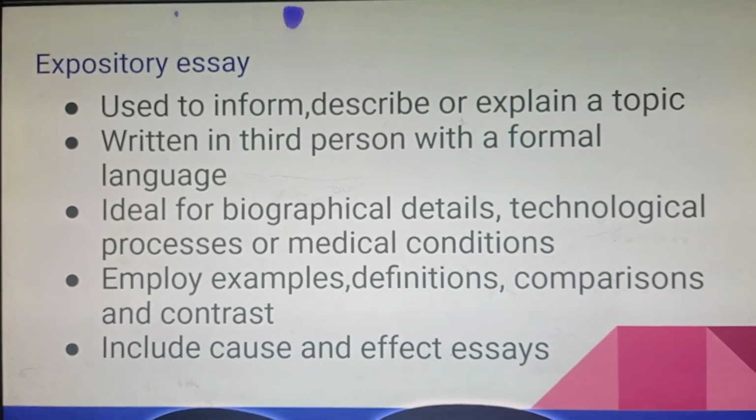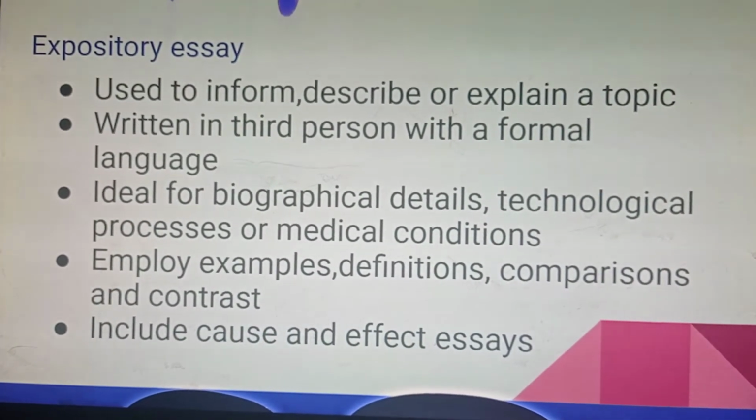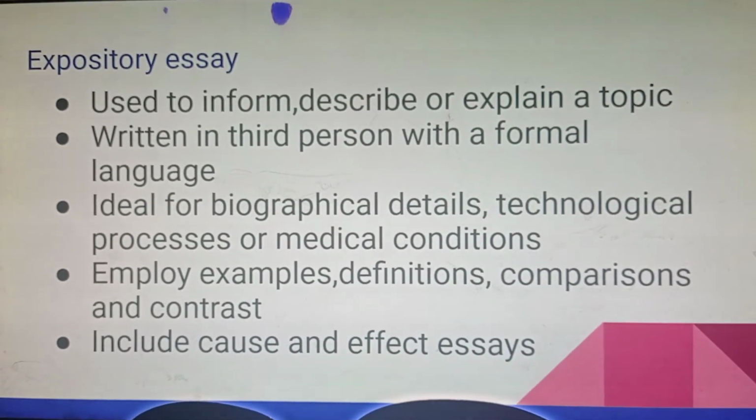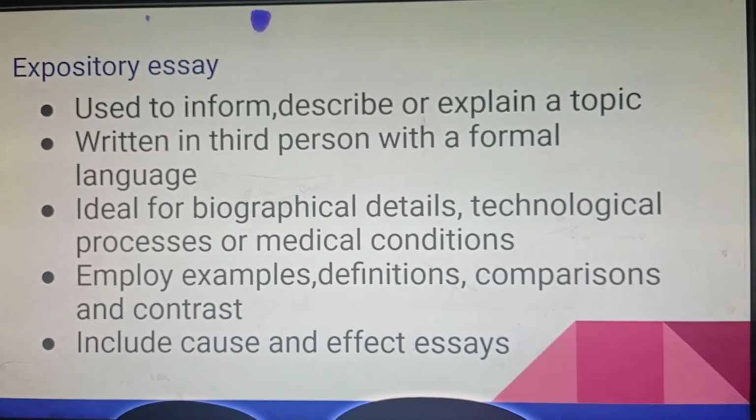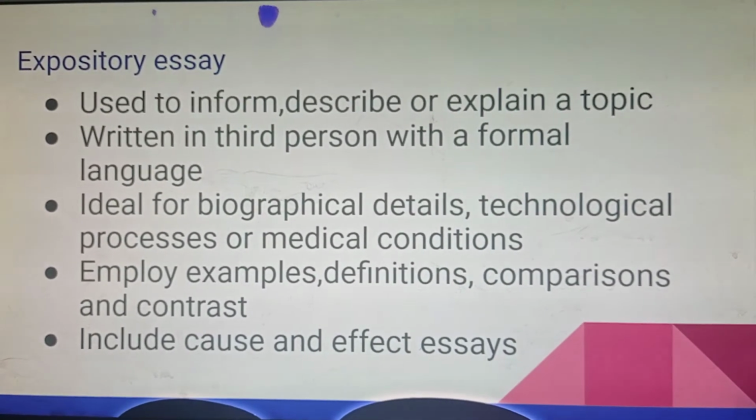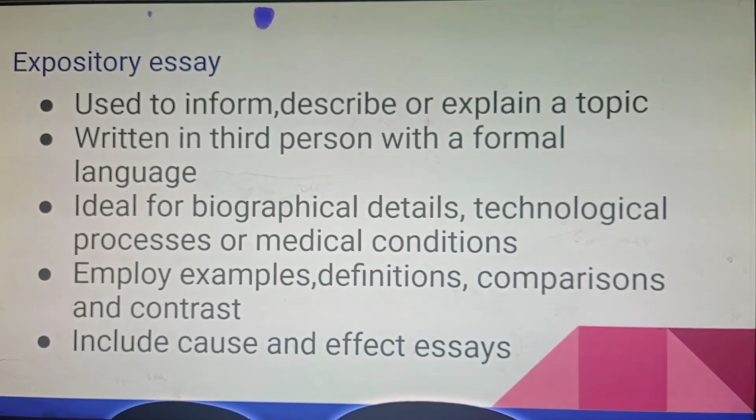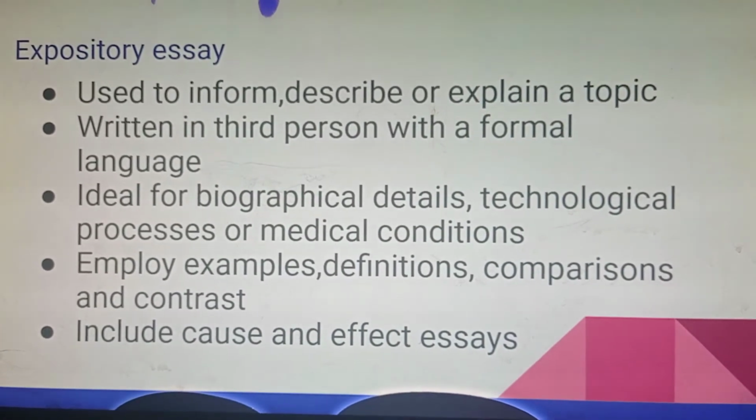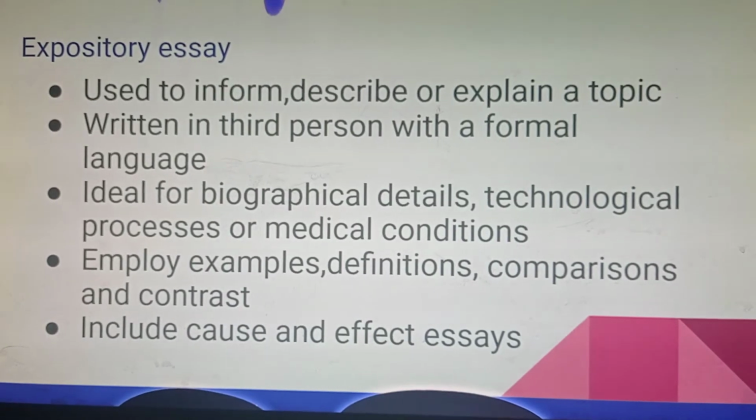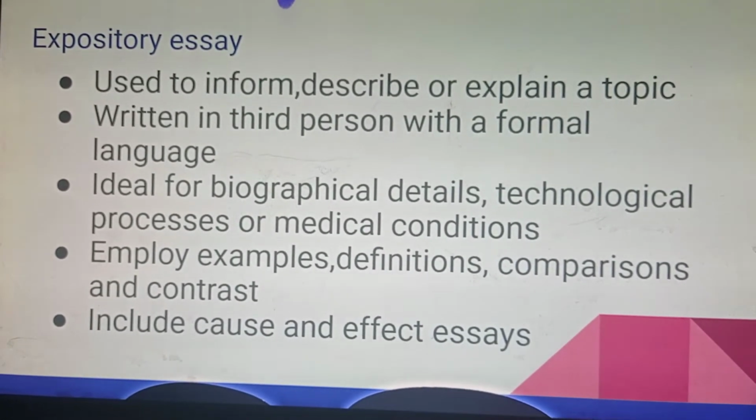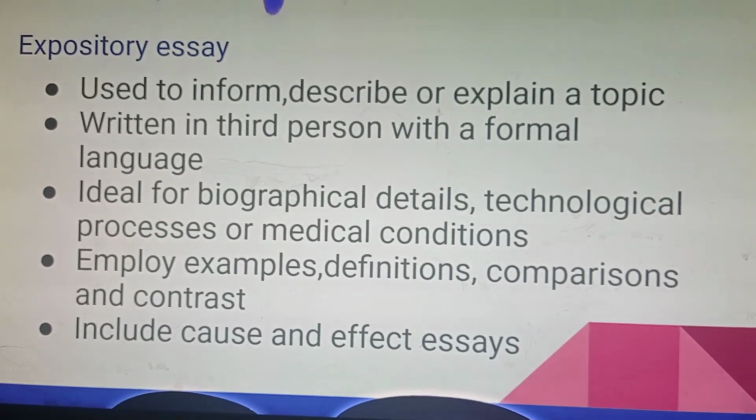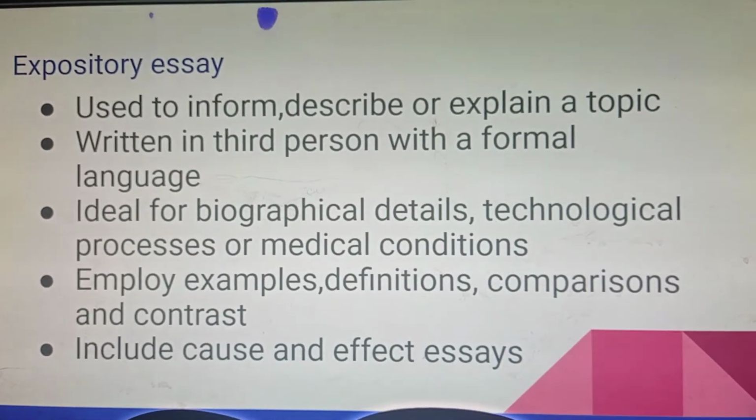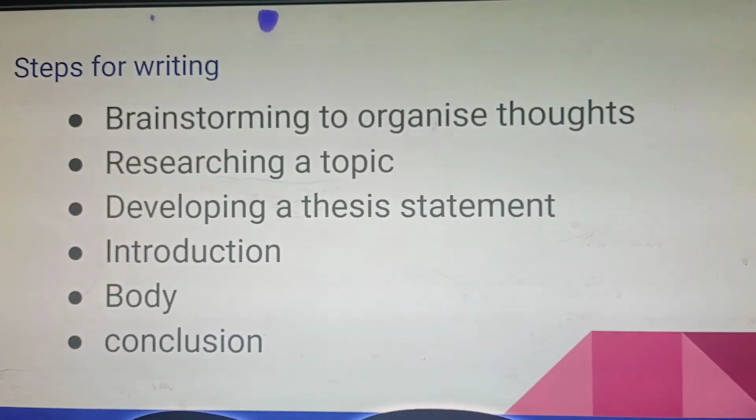An expository essay is used to inform, describe, or explain a topic. It's usually written in third person with a formal language. It's ideal for biographical details, technological processes, or to describe medical conditions. In this type of essay, the writer usually employs certain techniques. He can cite some examples, provide some definitions, or make some comparisons and contrast between two or more different objects. And most of these essays include cause and effect, as happens in case of scientific concepts.